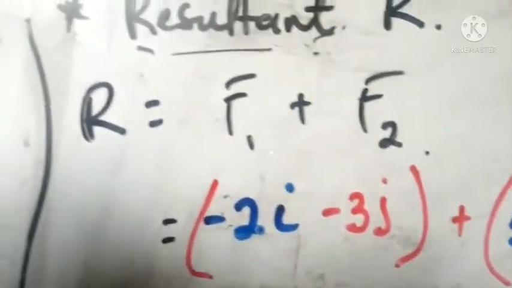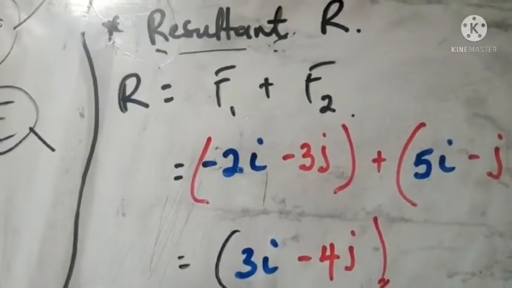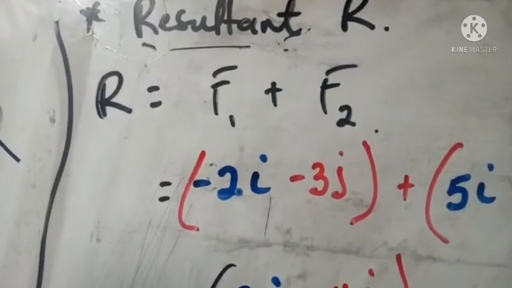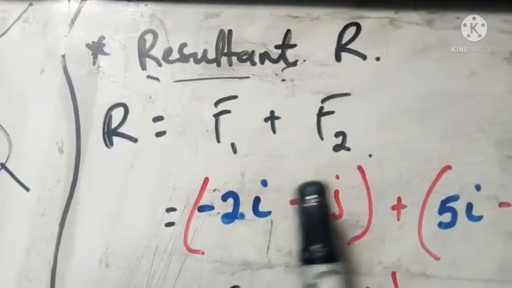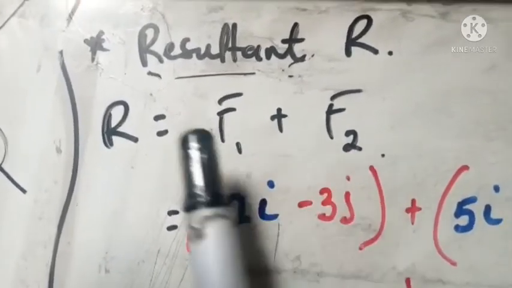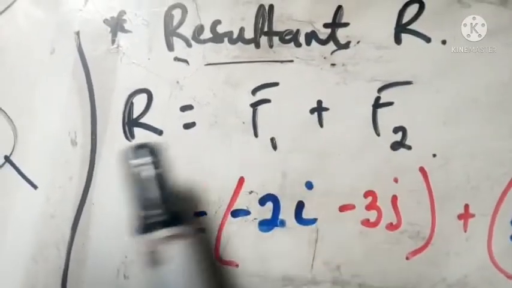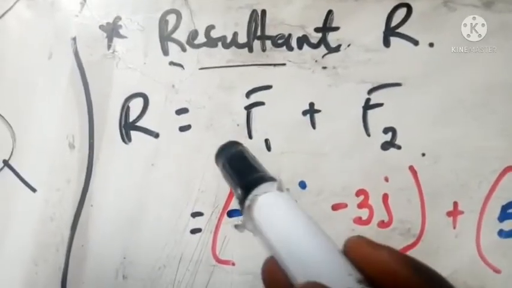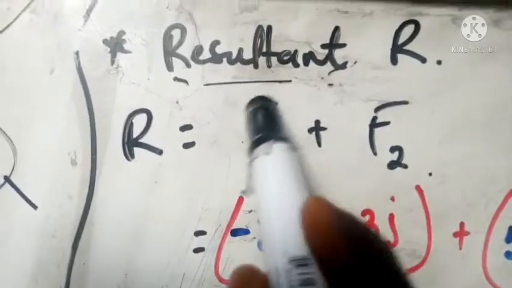So here, look at this question carefully. From the question, you have been given that you should find the unit vector. We are not going to talk about the unit vector, that is a whole lesson on its own, but the direction or the opposite direction of the resultant vector. So you must know the resultant. As I said earlier, the resultant of two vectors is the addition of whoever is involved. So this is the first person, this is the second person, and the addition of the two gives us the result. That is what the resultant vector is.